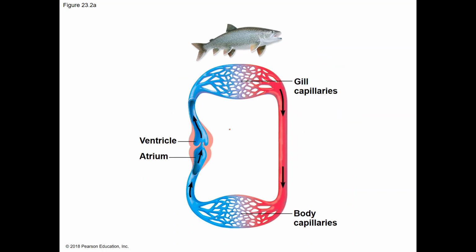So in that fish's two-chambered heart, the blood is pumped in a single circulation. The blood is pumped from the ventricle and travels to the gill capillaries. The blood pressure then drops considerably, and this allows for the exchange of oxygen back into the blood. Then that oxygen-rich blood is carried to the body capillaries throughout the body of the fish and back to the heart.